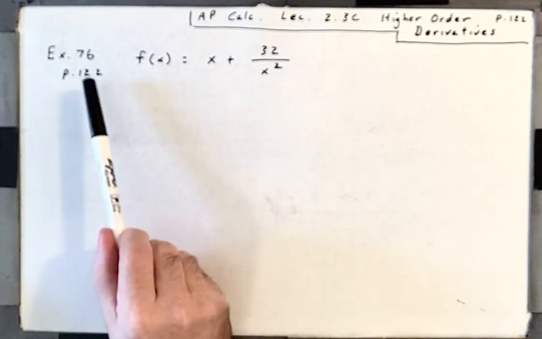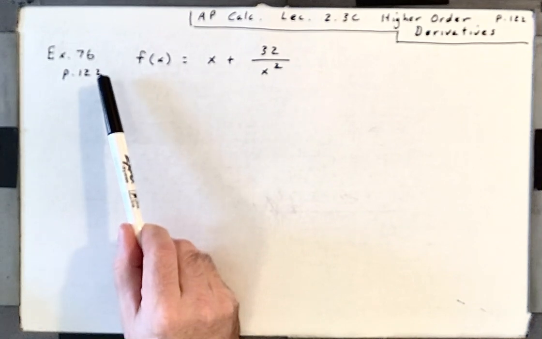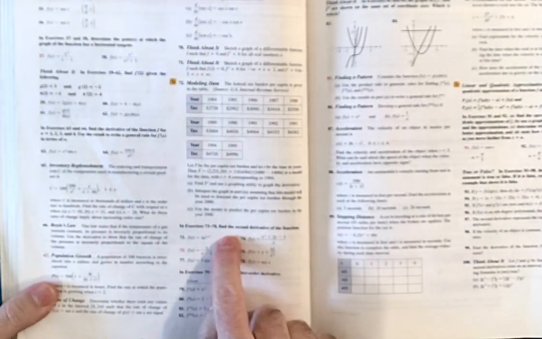So our first example problem, we're on page 122. We're going to do number 76. And it says, find the second derivative of the function. All right, find the second derivative. Okay.